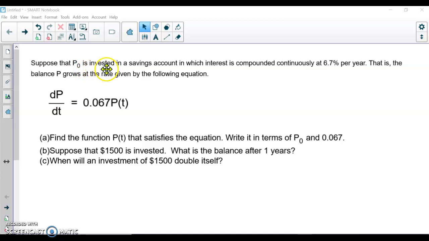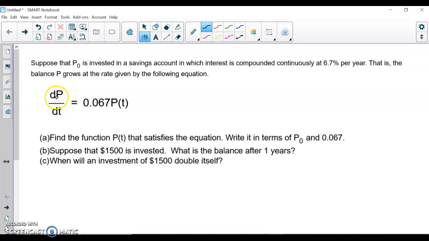So it says that that amount is invested in the savings account in which interest is compounded continuously at 6.7% per year. That is, the balance P grows at the rate given. So now we've already talked about what this continuous growth model looks like, and this is another way of expressing that. So they're giving us what's called a differential equation. There's lots of these. However, this particular differential equation is very important to the number e and to the notion of continuous growth in general. So let's just look at this real quick.